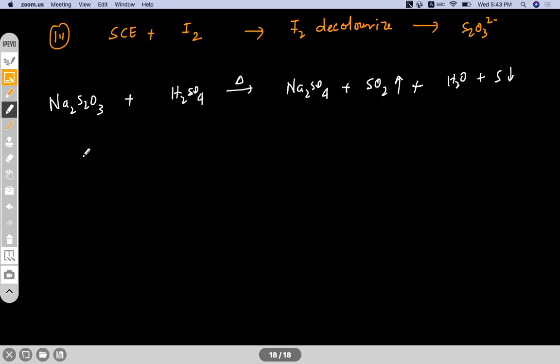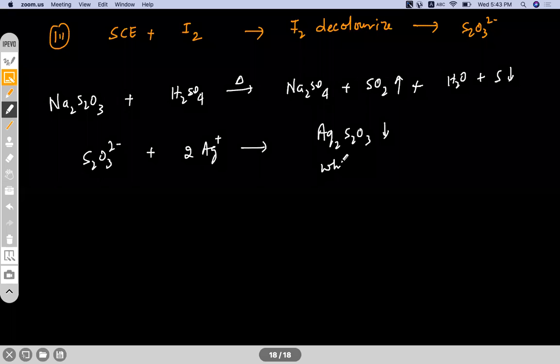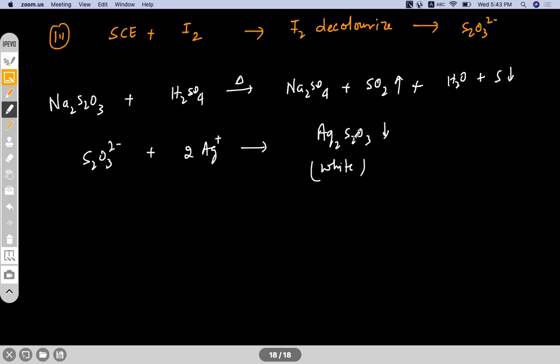AgNO3, if you add, the ionic equation, if I write down S2O3 2 minus, it takes Ag plus, so I've written here 2Ag plus, it forms Ag2S2O3 precipitate, and this is a white precipitate. So first this forms, which on dissolving in water slowly converts into yellow and then finally converts into Ag2S, which is black. So the reaction is Ag2S plus H2SO4.